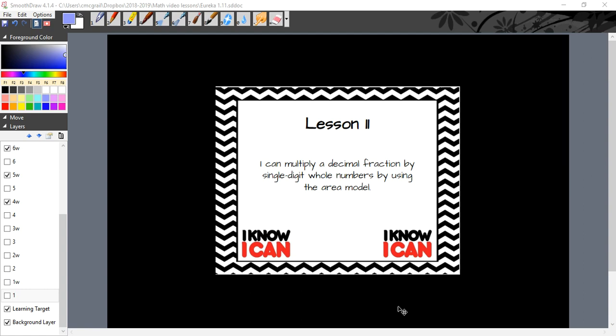Lesson 11. I can multiply a decimal fraction by single-digit whole numbers by using the area model. So today we're going to be multiplying some decimals by just one single digit, and we are going to show our work with the area model. Let's get started with question 1.